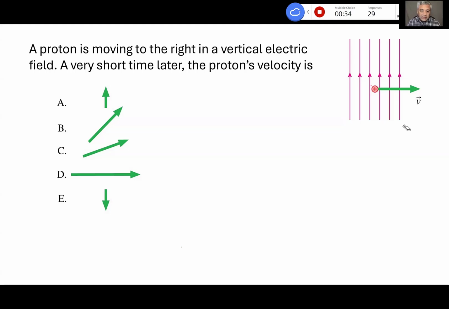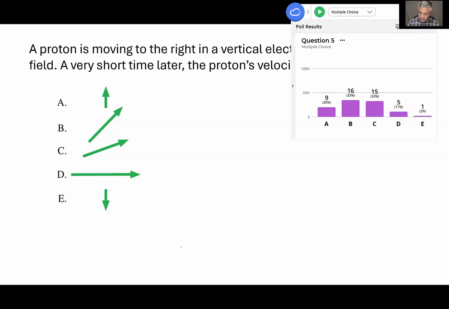Thirty more seconds. And 5 more seconds. 5, 4, 3, 2, 1, and it stops. Let's see, how did we do here?